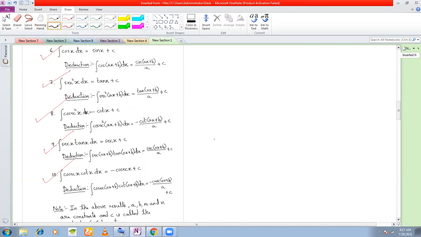So suppose I give you this question: integral of minus cosec 5x plus 3 into cot 5x plus 3 dx. How will you integrate this? See, the linear polynomial here is 5x plus 3. So I will integrate in the usual manner.